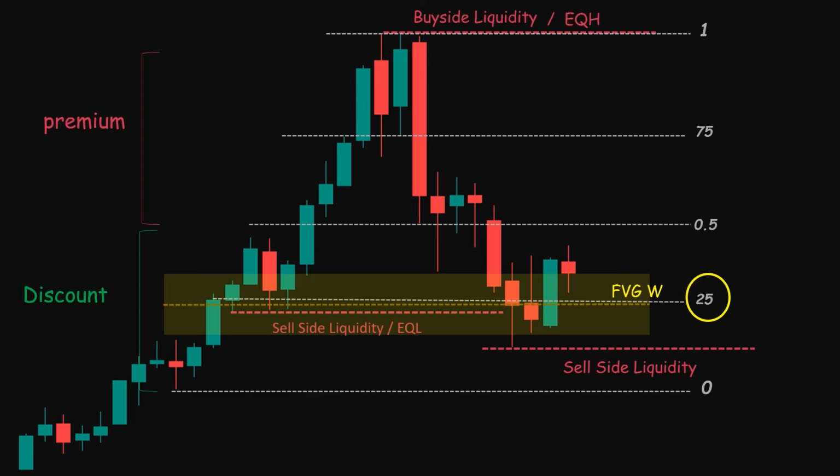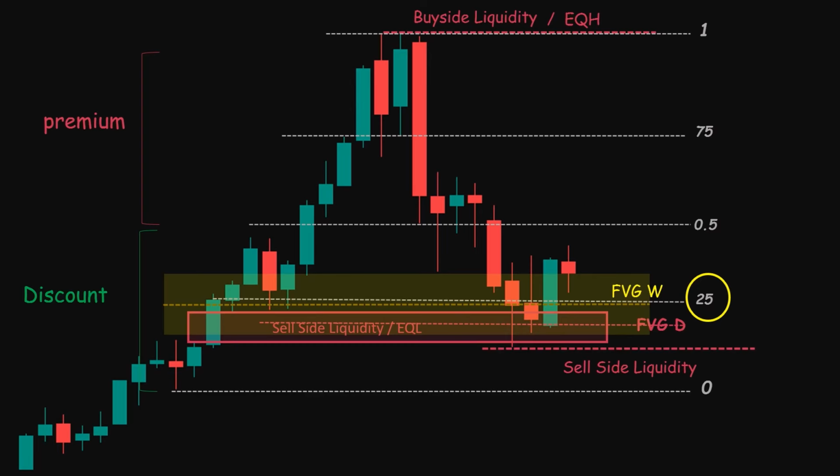We can see another clear imbalance here, formed between the low of one candle and the high of the next. That candle sequence shows only buy-side delivery, which makes this area inefficient. This is our daily fair value gap. Once again, notice where the candle bodies closed, above the 50% level of that daily FVG. This is another strong sign of downside weakness. So how do we read all of this?